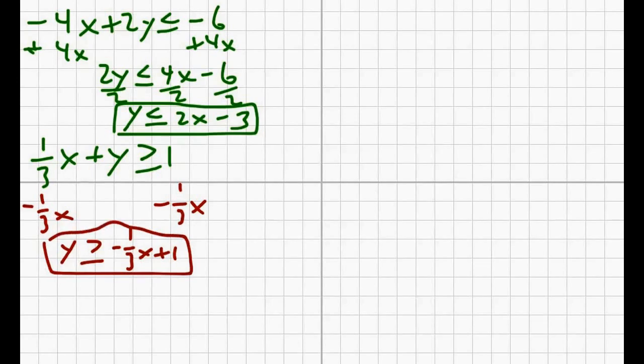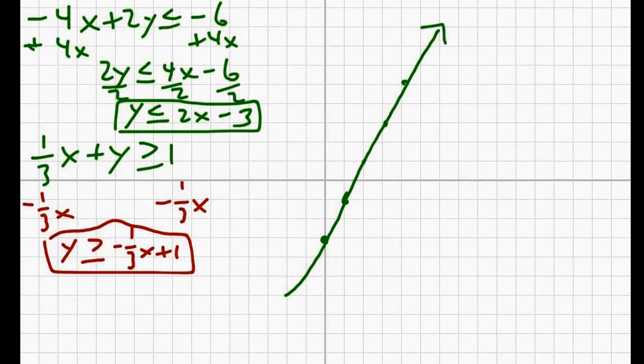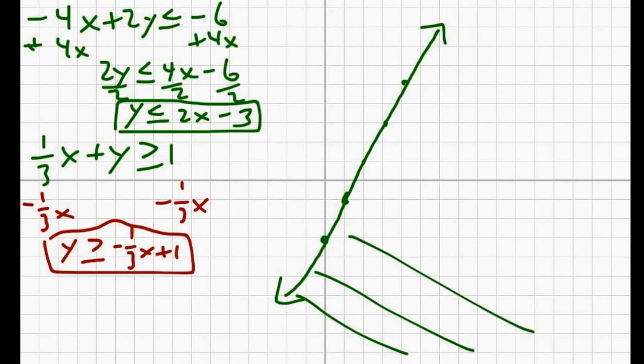Alright, so let's graph. Our first inequality, y is less than or equal to 2x minus 3, has a y-intercept at negative 3 and a slope of positive 2, so up 2 over 1, up 2 over 1. And there's an equal to part, so it's going to be a solid line. Less than means I'm shading down in this region.